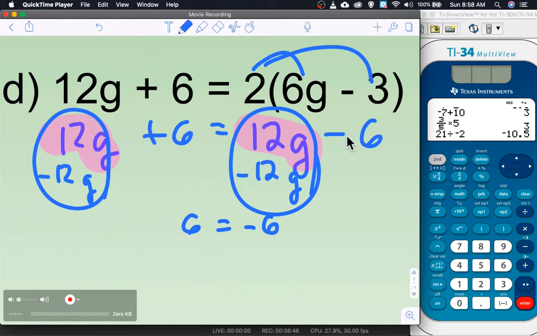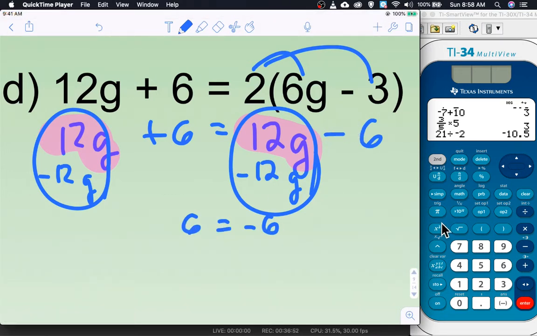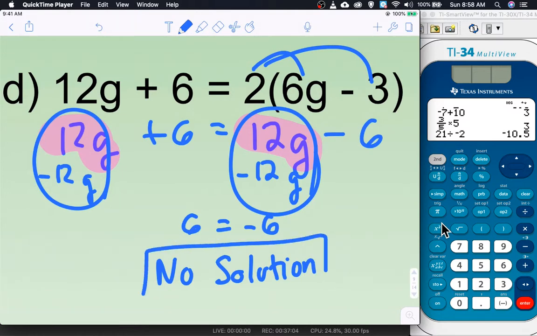A lot of people, again, forget that minus sign and they put 6 equals 6, and then they say this has infinitely many solutions, or all real numbers. But this one has no solution. 6 does not equal negative 6. No solution. This is false.